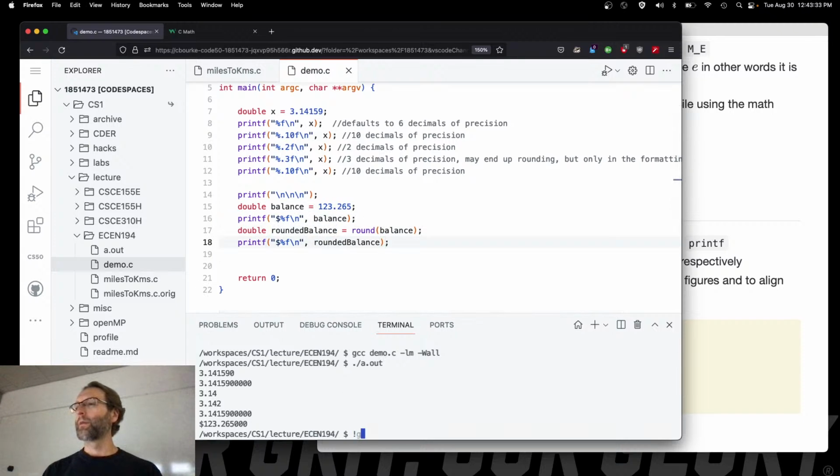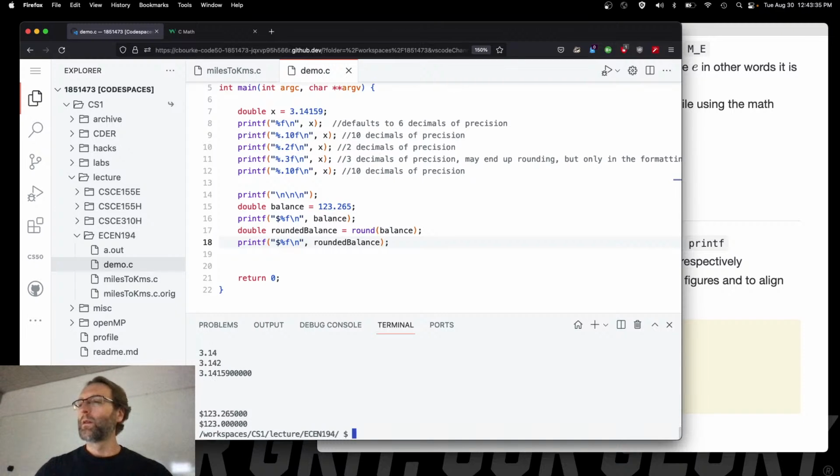Right. Bad bank. They took my quarter, right, and penny, right? Did that round successfully? No. Why? Because what does round do? It rounds to the nearest whole number.